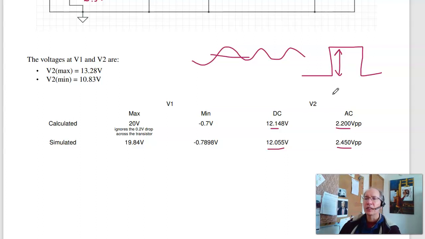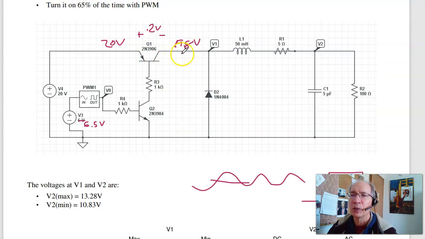There are ways to get more accurate answers, the easiest being to use CircuitLab. Harder ways, Fourier transform, which is coming up in problem number 6. In addition, the DC voltage is a little bit off because the first transistor loses 0.2 volts. So when this is turned on, it's actually 19.8 volts, not 20 volts. And that affects my DC level.